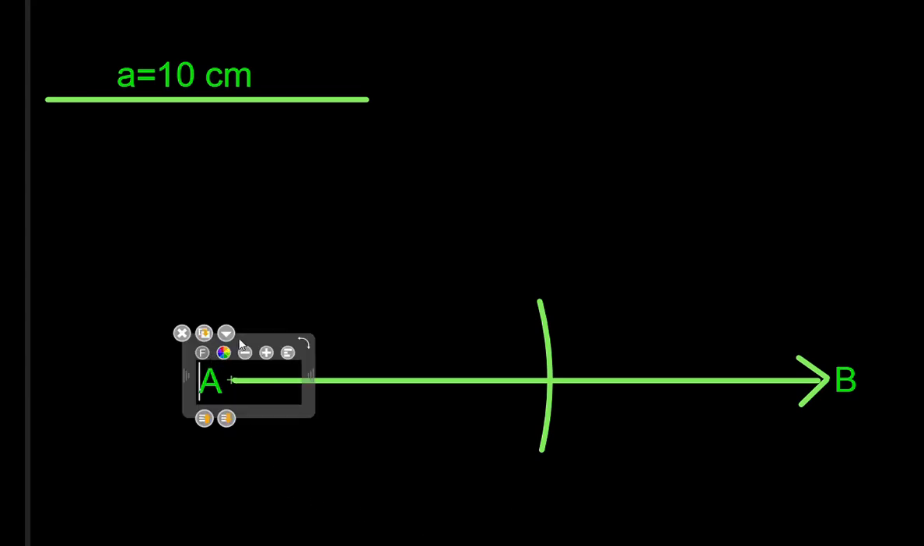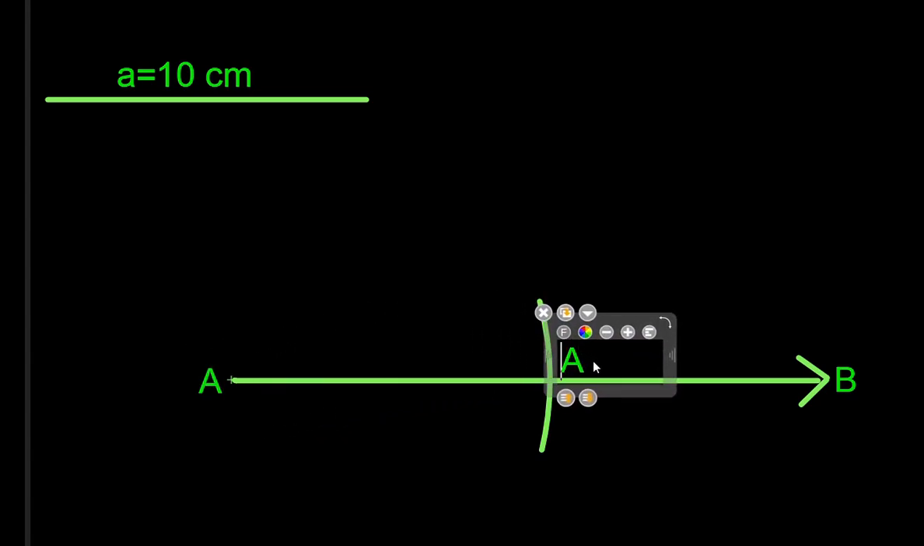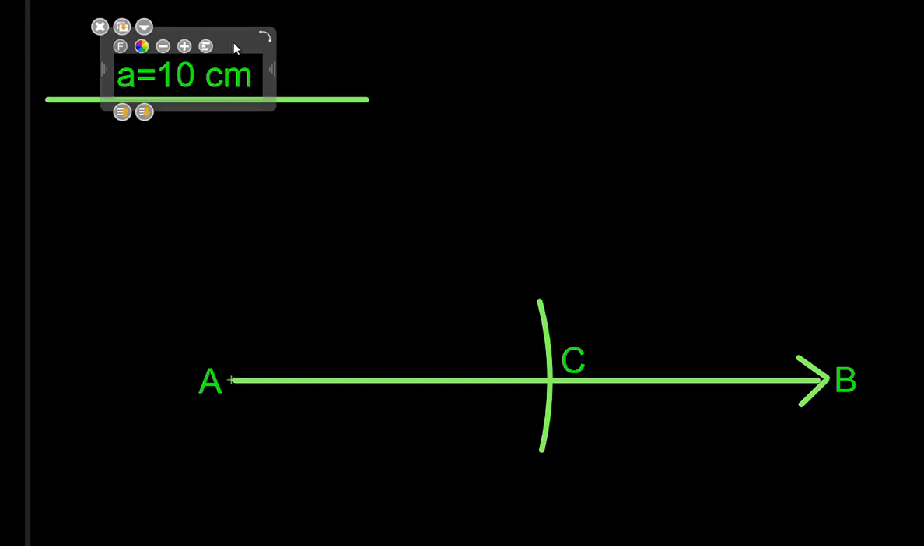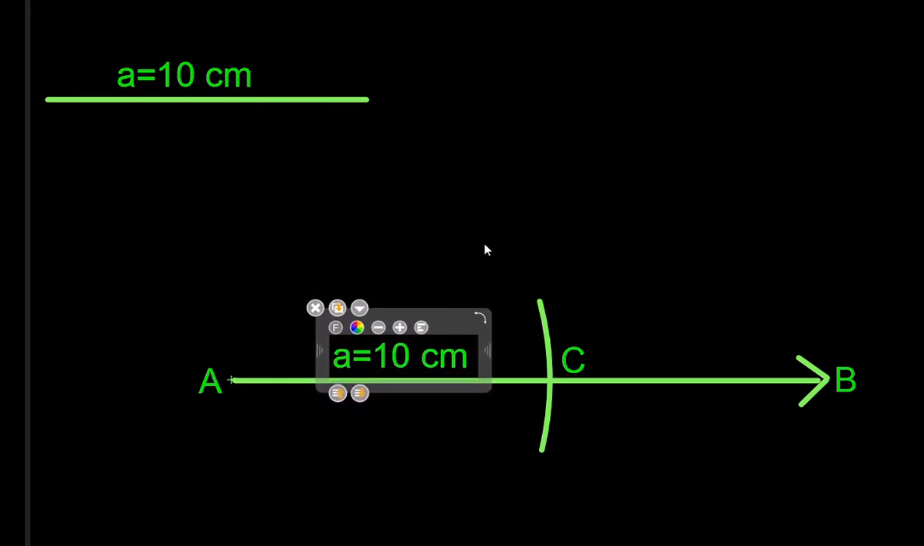cutting the line segment AB at the point C. So AC is the required line segment whose length is A equals 10 centimeter. I hope that you could understand today's lesson.